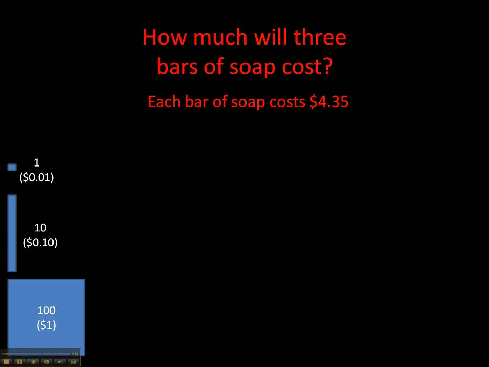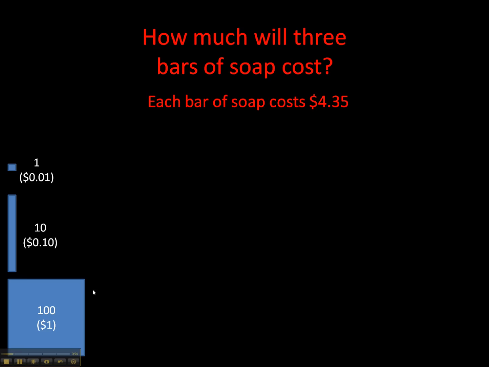Alright, the question in the textbook that is being asked is how much will 3 bars of soap cost? Each bar of special soap costs $4.35. Must be pretty special. So I've got my base 10 blocks here, and this is the first strategy that we're going to show you, using base 10 blocks.